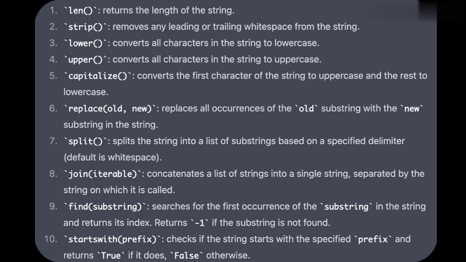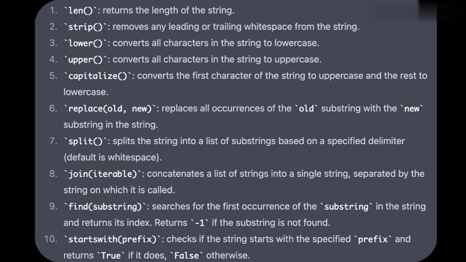Upper converts all characters in the string to uppercase. Capitalize converts the first character of the string to uppercase and the rest to lowercase. Replace(old, new) replaces all occurrences of the old substring with the new substring in the string. Split splits the string into a list of substrings based on a specified delimiter.